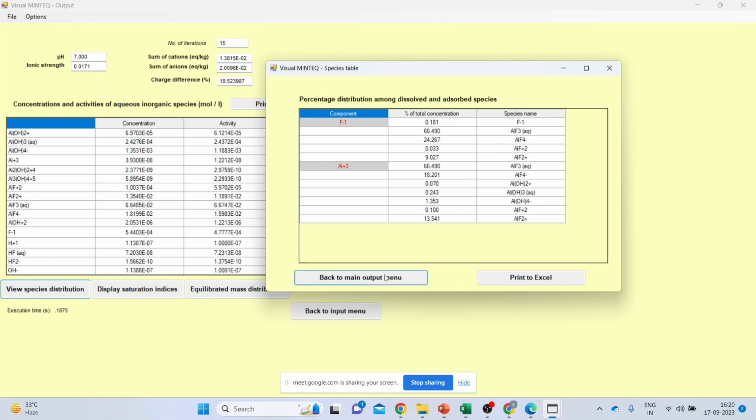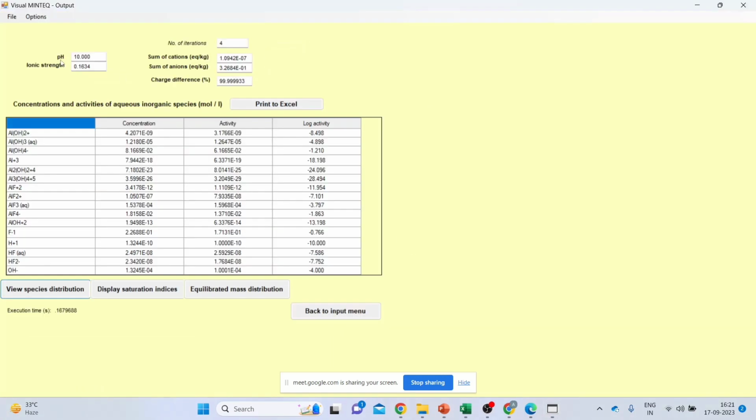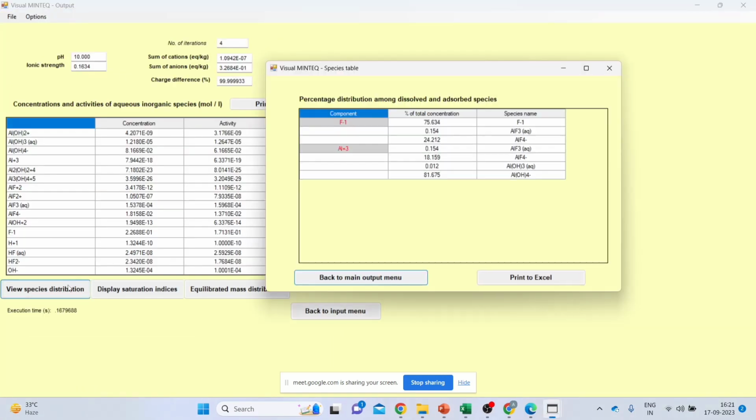So now let's check for pH 10. Yes, we have to check for pH 10. So we will change the pH and fix it to 10, and again we will run the Minteq. So we can go directly to species distribution, and here we can see that for aluminium, AlOH4 minus is the dominant, it is 81.675. So this is the dominant species at pH 10.